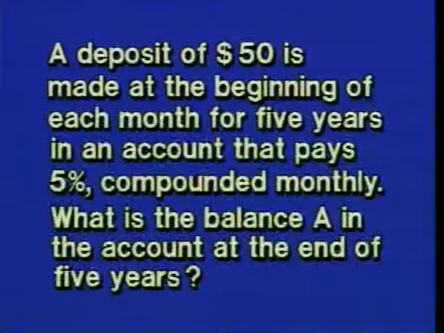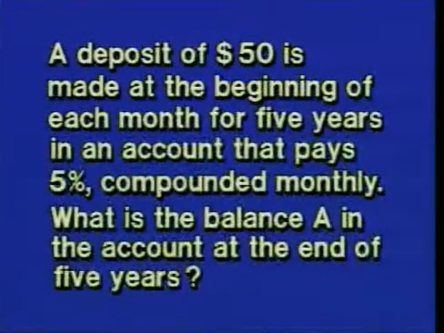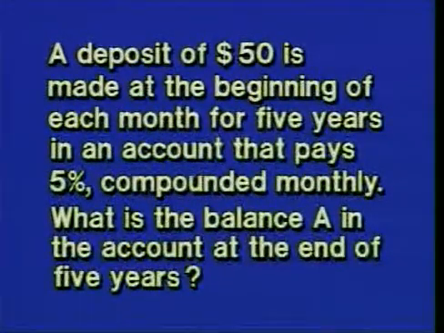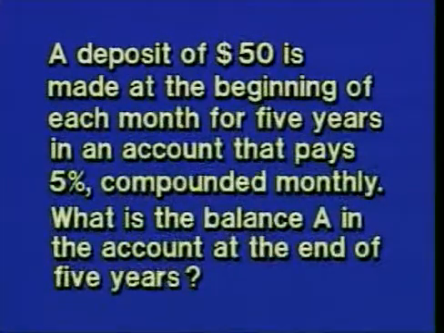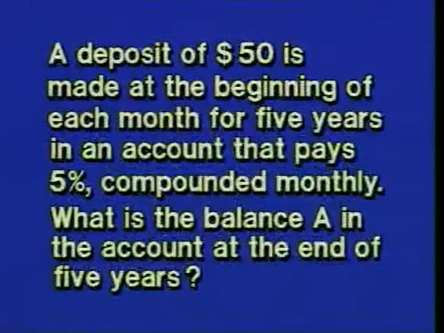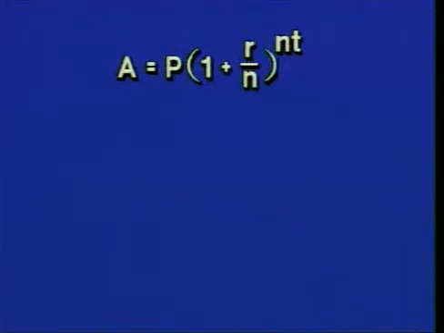Here's a problem involving a finite geometric series. A deposit of $50 is made at the beginning of each month for 5 years in an account that pays 5% compounded monthly. What is the balance A in the account at the end of 5 years? Well, we know that our formula for figuring this sort of thing, that is the amount in an account at the end of a certain period for a particular investment, is this: P times 1 plus r over n to the nt power. Well, we're going to have to use this formula a number of times, aren't we? After all, each deposit is earning interest for a different period of time.